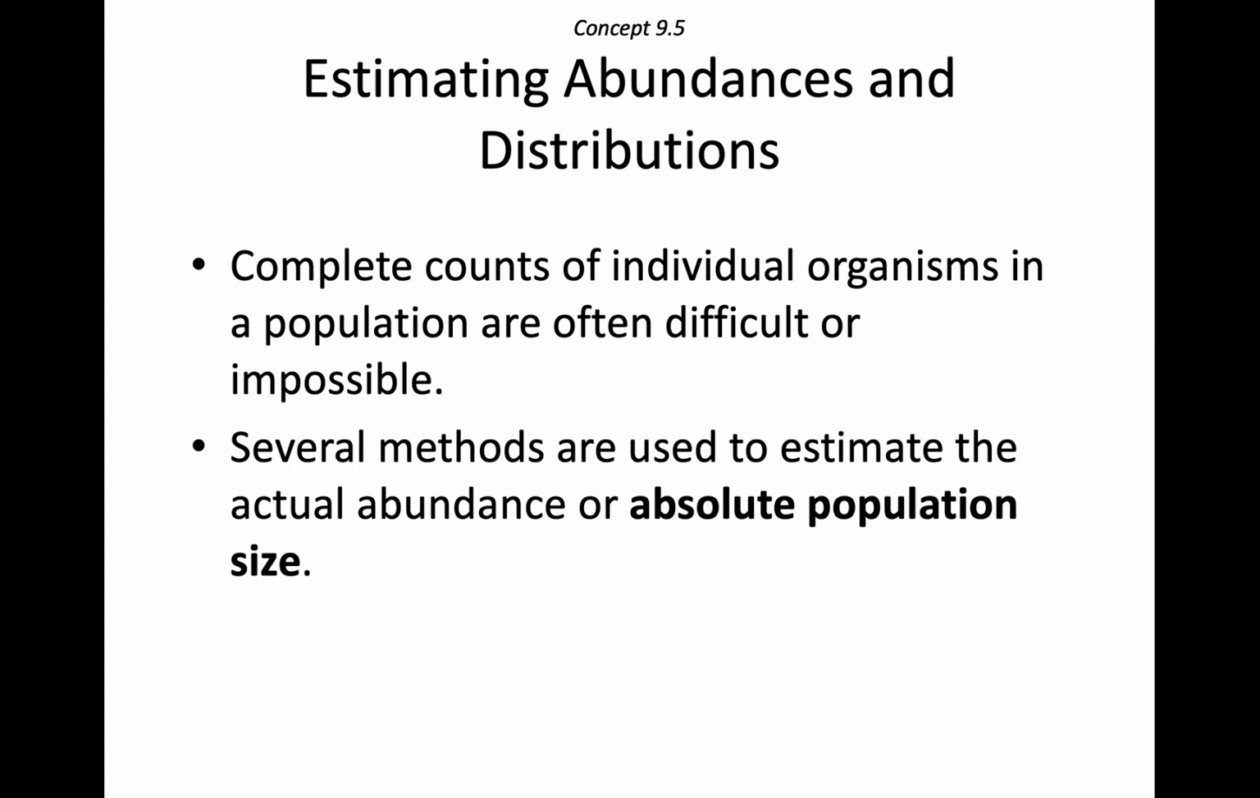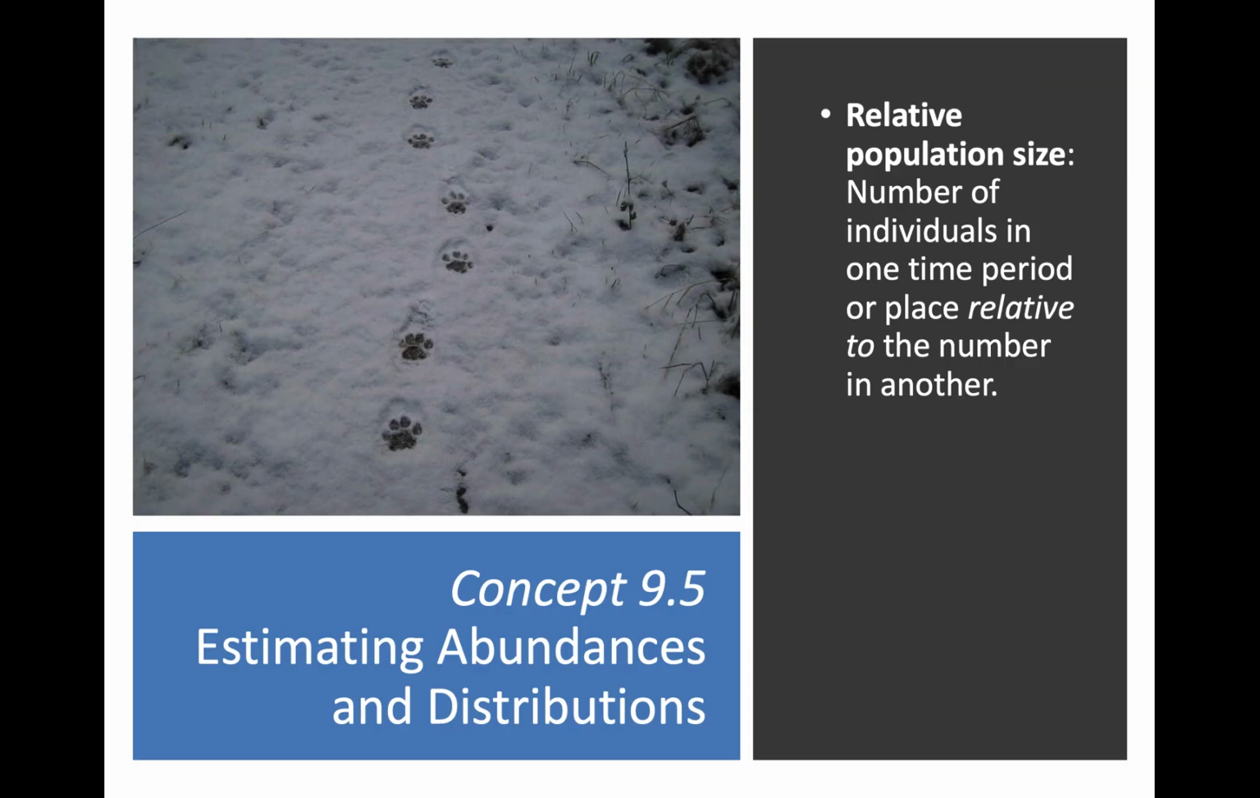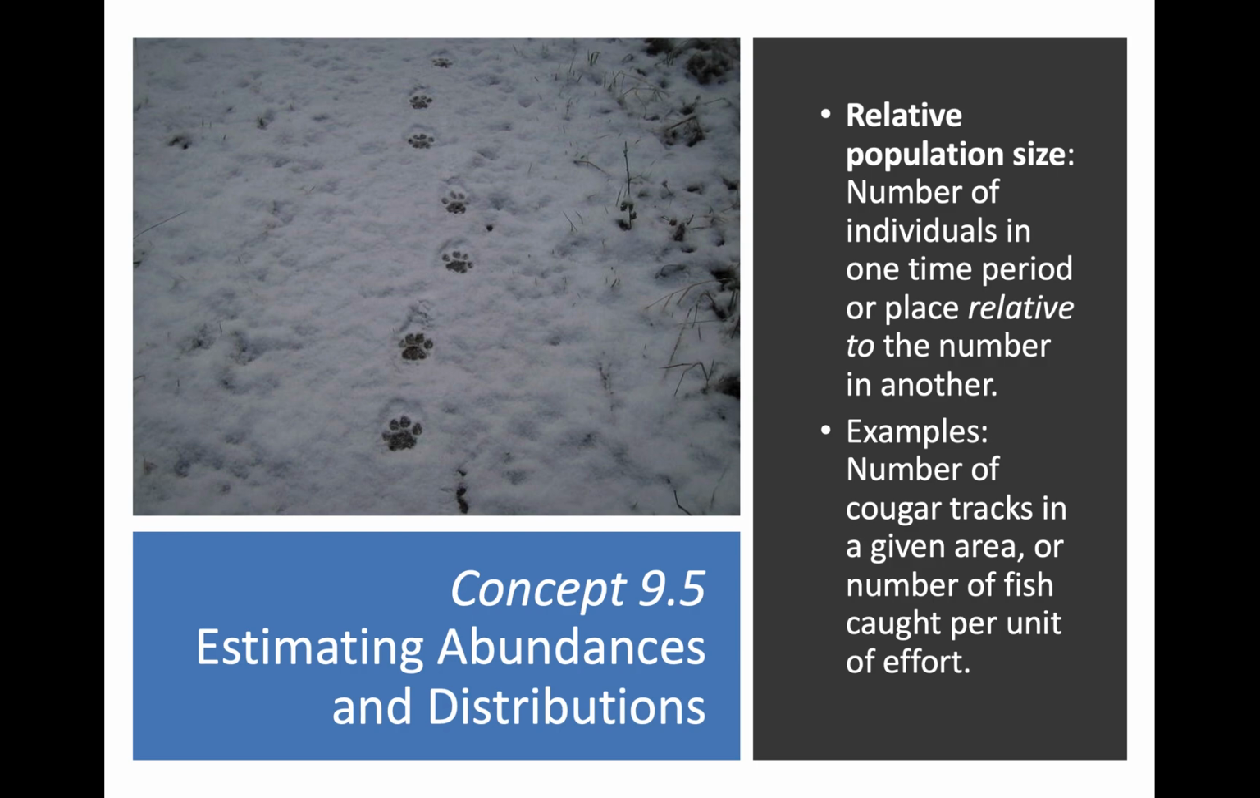And very often, instead of the exact or the absolute population size, we usually refer to the relative population size. For example, the relative population size is the number of individuals in one time period or place relative to the number in another. So you kind of compare between areas, how many are here versus there. And this might be inferred from scat, which is feces, it might be inferred from things like prints, or from sightings of actual individuals. Also, the effort needed to view or catch individuals can be incorporated into this as well.